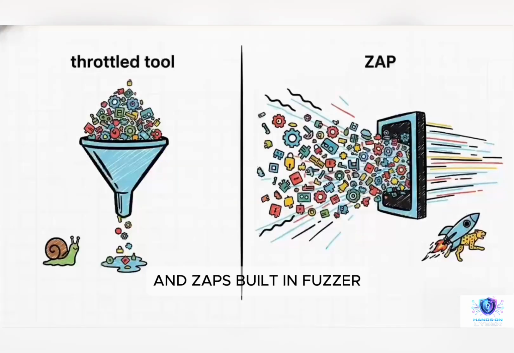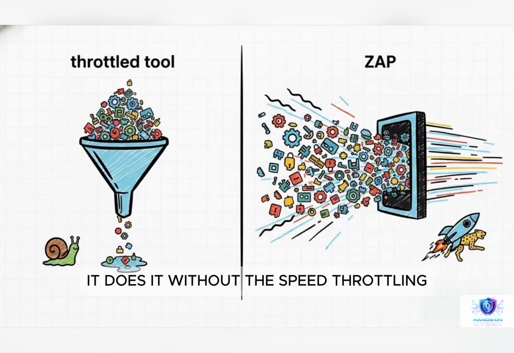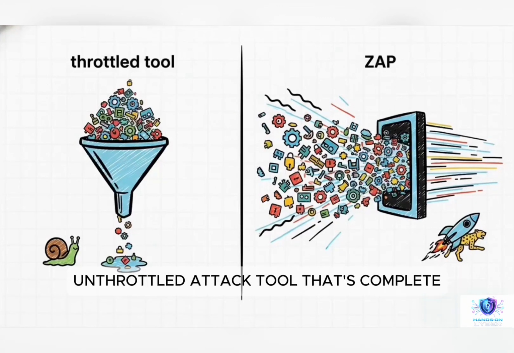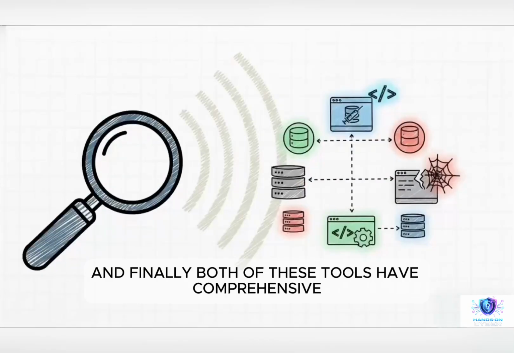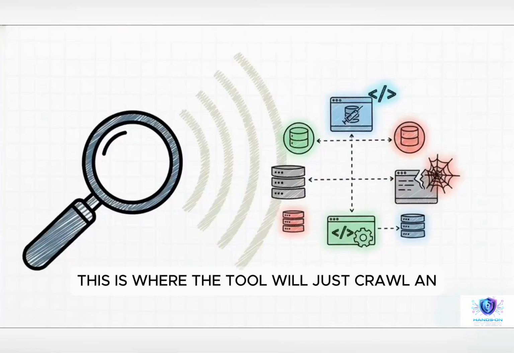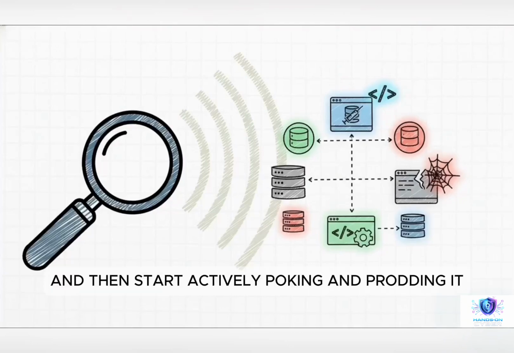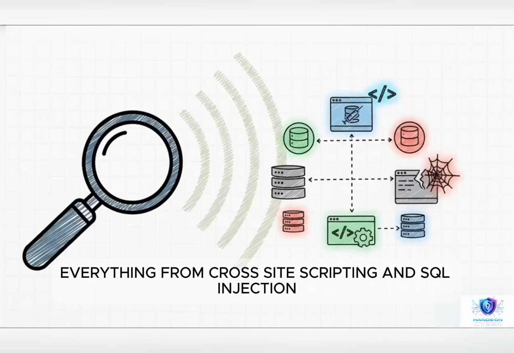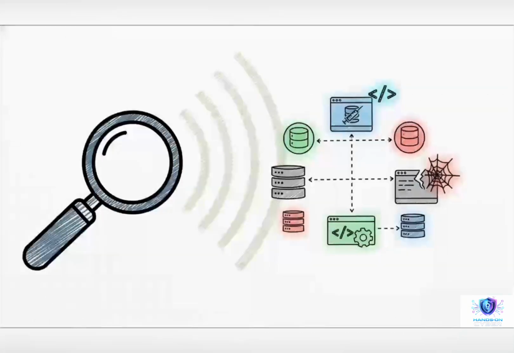And Zap's built-in fuzzer? It's a fantastic alternative. It provides similar, powerful fuzzing capabilities, but here's the kicker. It does it without the speed throttling that you find in Burp's free community version. This makes it a high-speed, unthrottled attack tool that's completely free. And finally, both of these tools have comprehensive automated scanners. This is where the tool will just crawl an entire application and then start actively poking and prodding it, looking for a huge range of common vulnerabilities. Everything from cross-site scripting and SQL injection to insecure server settings and old software versions.